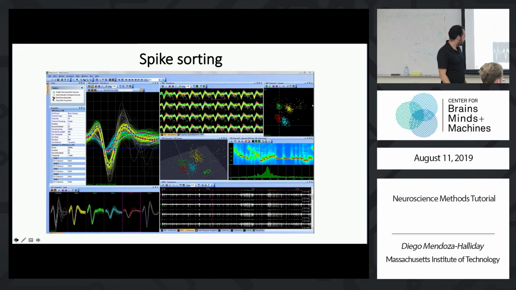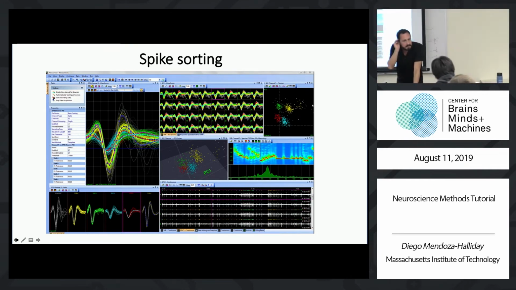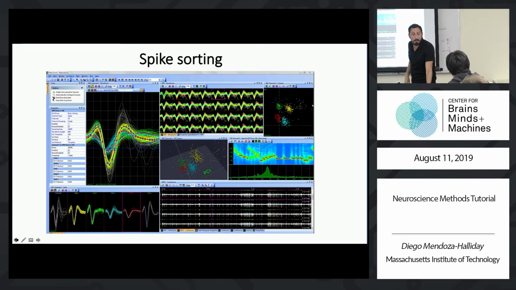I wonder, if I want to get sharp wave ripples, which is very high frequency data, which frequency should I use for the low pass filter? Sorry, I'm not able to hear. If you want to get what? If you want to get sharp wave ripples.